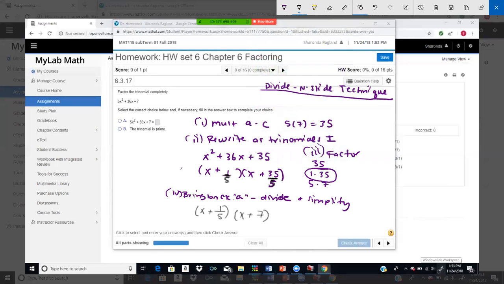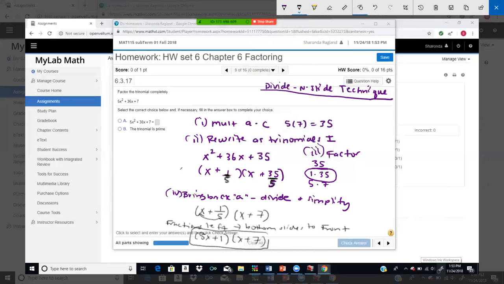If it's simplified and you still have a fraction, the bottom slides to the front. So in essence, the 5 slides to the left. So we have 5x plus 1 and then x plus 7. That's your factor, okay? So we divide and slide, if necessary. That technique will work each time.